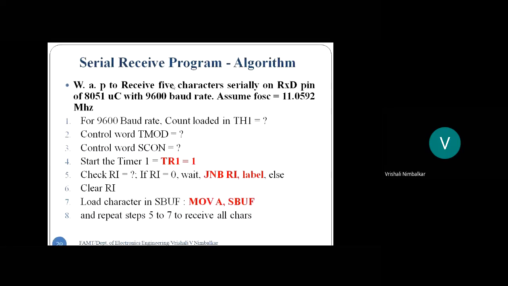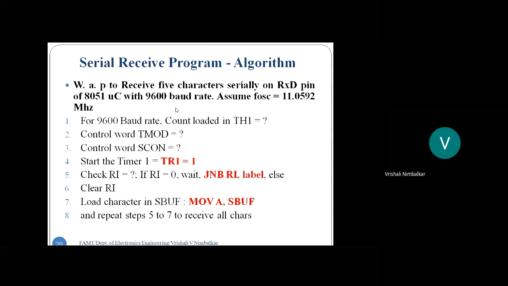Now see, how many characters are we going to receive? We are going to receive 5 characters. So when the first time the RI flag is set, it means we have received the first character. Get the first character from SBUF, store it in accumulator, and from accumulator we will save it in memory. Why? Because the microcontroller will be receiving multiple characters. So the first character whenever we receive, we will store it in memory. Second character when we receive, we will store it in the next memory location. If I do not do that, then the earlier character will be overwritten and it will be lost.